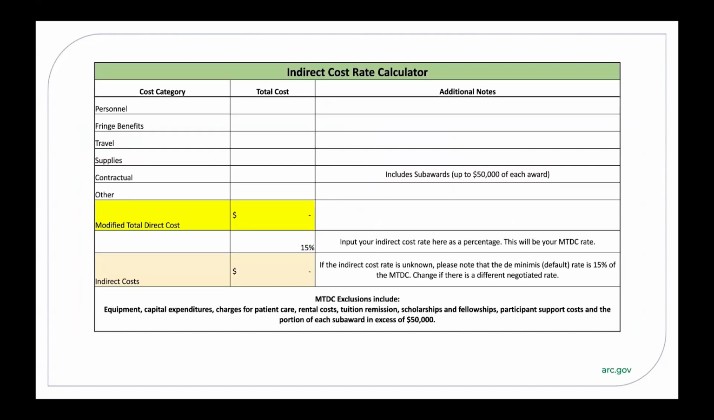We're now at the end of the budget narrative form where we have the indirect cost rate calculator that you can use if you are applying indirect costs to your project to determine how much you're able to charge to this line item. Here you can see the applicable line items that inform the modified total direct cost, or MTDC, a percentage of which is the maximum allowable indirect cost rate. I'll explain more about this in a second.